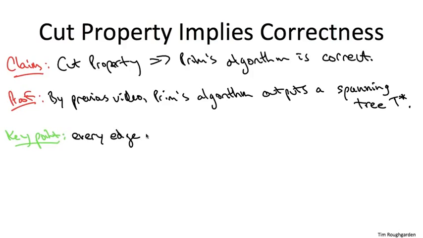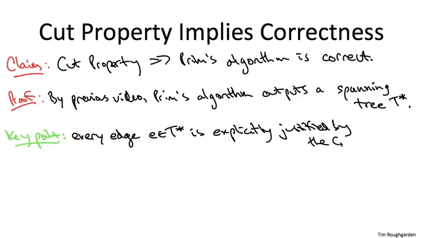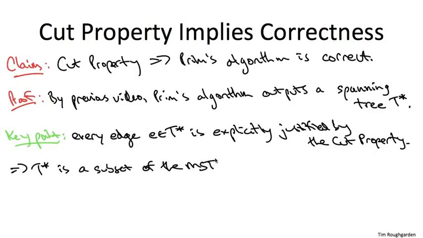Well, that is right in the wheelhouse of the cut property. What does the cut property say? It says cheapest edges crossing cuts have to be in the MST. So they just fit together beautifully. Prim's algorithm explicitly picks an edge at each iteration which satisfies the hypothesis of the cut property and therefore has to be in the MST. So remember, the conclusion of the cut property says edges so justified must belong to the MST. So if everything in T star is justified by the cut property, then everything in T star is in the MST. So T star is a subset of the MST.